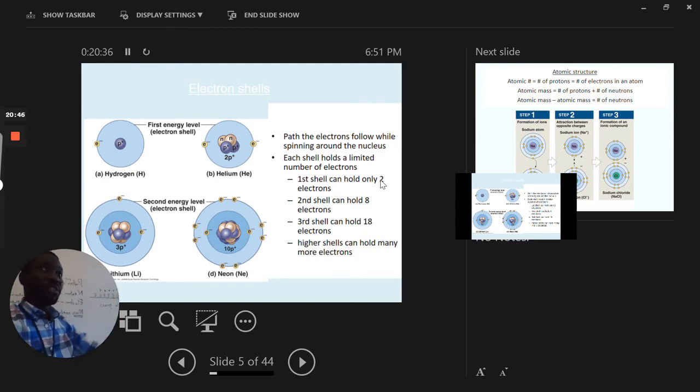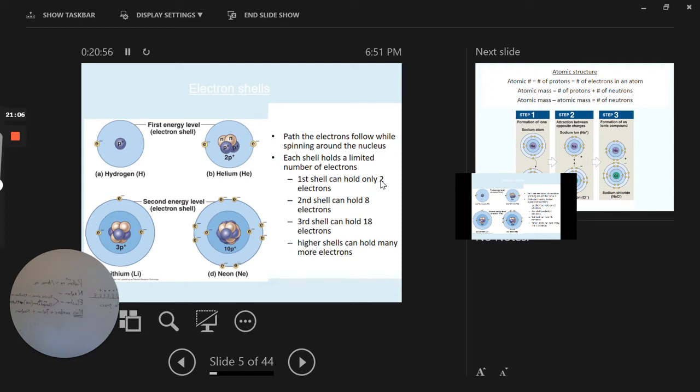Second shell can hold 8. It can have 7, but the maximum it can have is 8. Can second shell have 9 electrons? No. Can third shell have 9 electrons? No. The maximum first shell can have is 2. The maximum second shell can have is 8. The maximum third shell can hold 8.